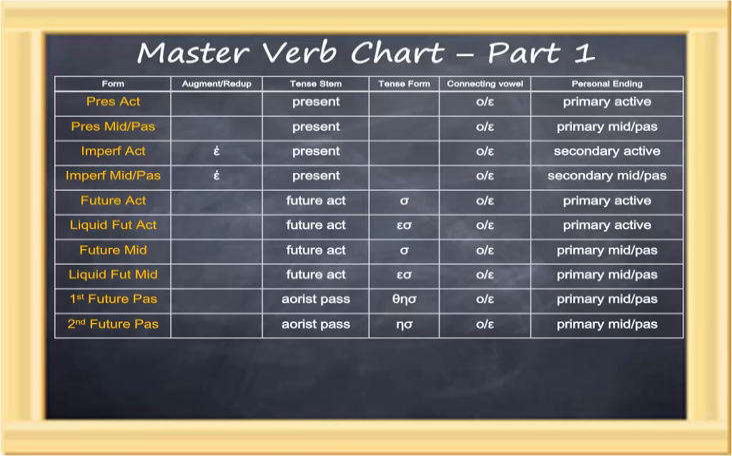In our last discussion, we added the first and second future passive to our master verb chart, part 1. Please recall the tense formative of the future passive: theta eta sigma for the first future, eta sigma for the second future passive. Also remember that these future passive forms are formed on aorist passive stems, that is, the sixth principal part without its augment or tense formative or ending.